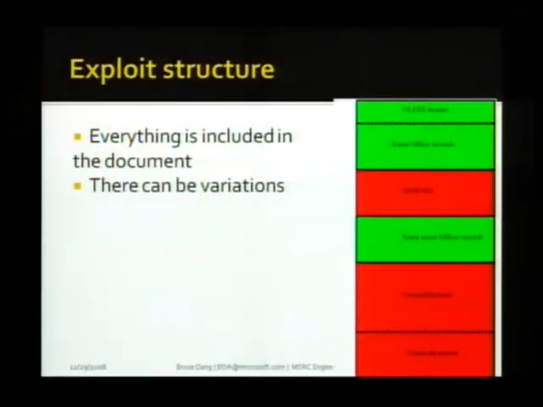So this is an abstract picture of what it looks like. At the top, you have an OLSS header, which every OLSS file has. Then you have some Office records, and then some shellcode. Then maybe you have some more Office records. And towards the end, you'll have a piece of Trojan or malware.